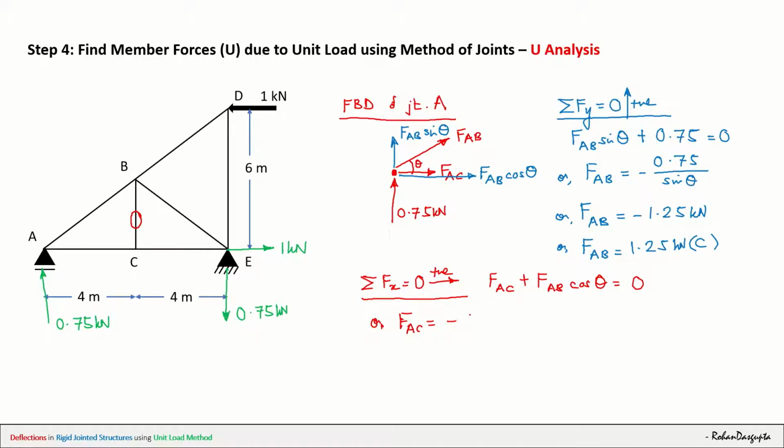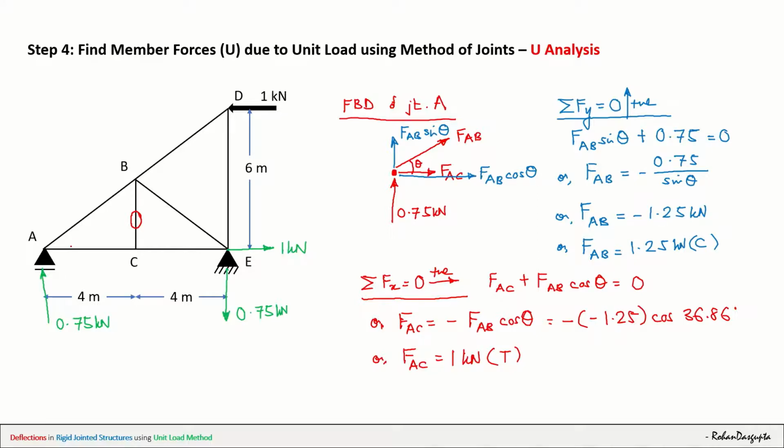or FAC equals minus FAB cos theta. Please note that FAB itself is minus. So minus of minus 1.25, and theta is 36.86. If you put this value in the calculator, you will get that FAC equals 1. And since this is coming as positive, it is tensile in nature.